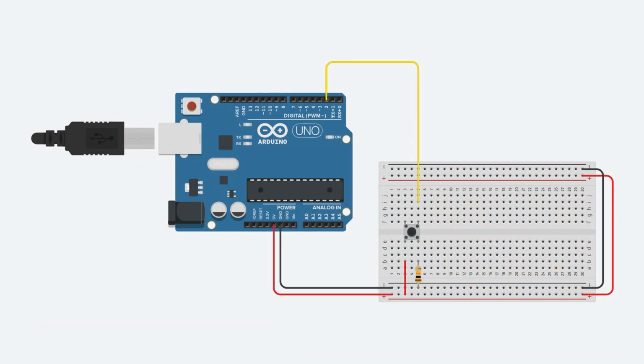Before we start coding on the Arduino, we want to build our circuit. We'll do this by connecting a button to pin 2 on the Arduino. Connect one leg of the button to power, and the other leg should connect to the ground using a resistor. The resistor used with the button is a 10 kilo ohm. Connect a wire from the leg with the resistor to pin 2 on the Arduino.